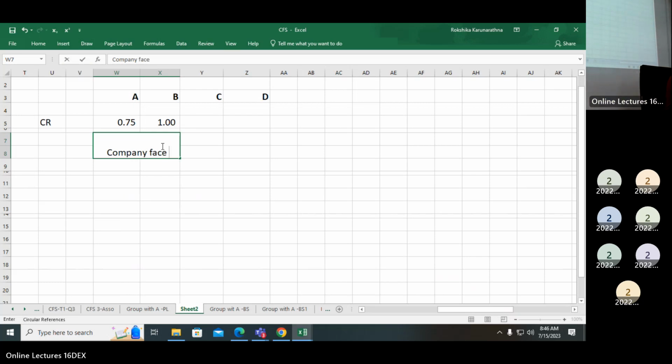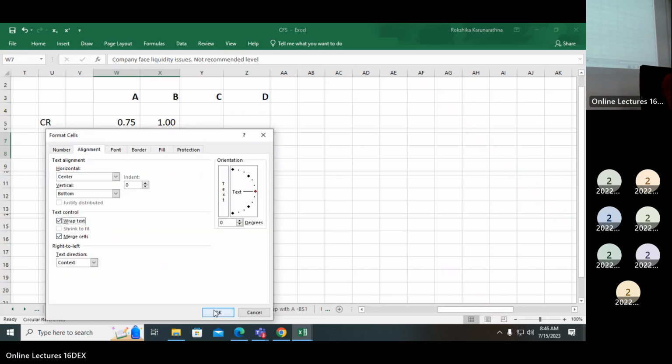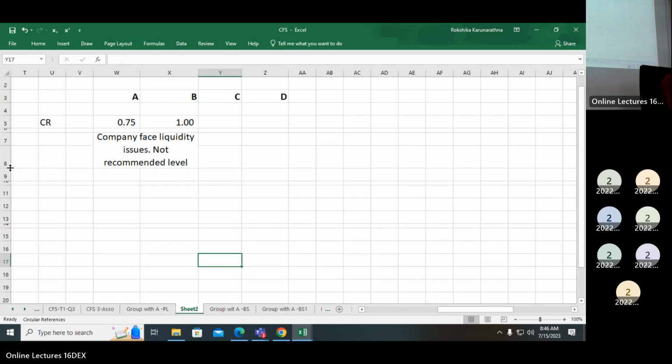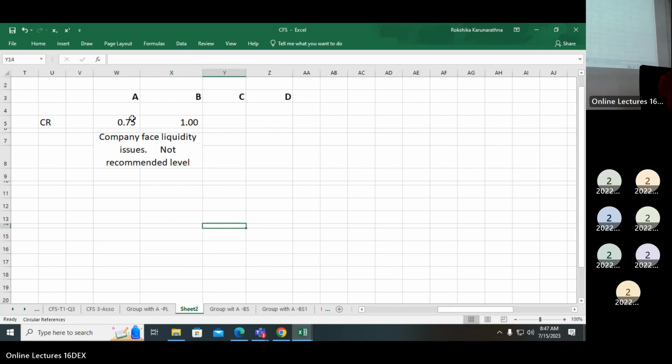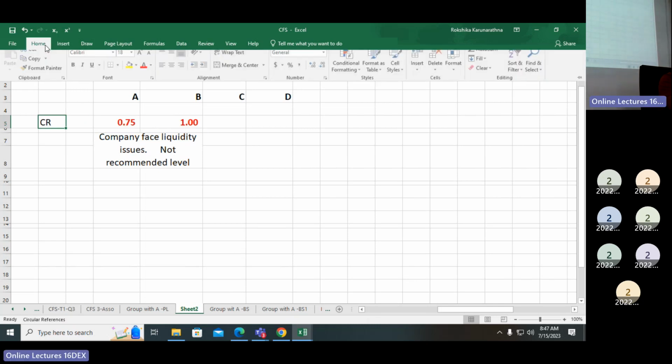Company faces liquidity issues. So this is not a recommended level. මේක recommended තත්වයක නැහැ. මේ අවස්ථා දෙකේදී we don't say this is good.